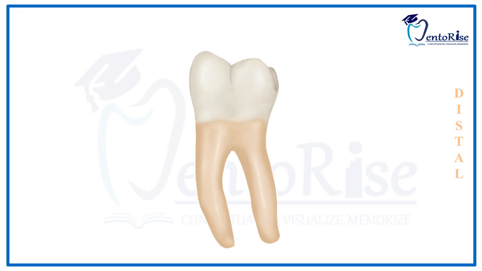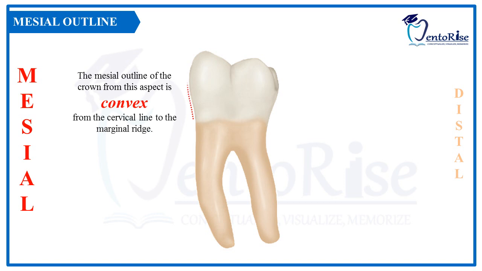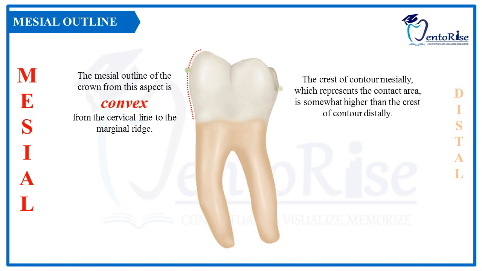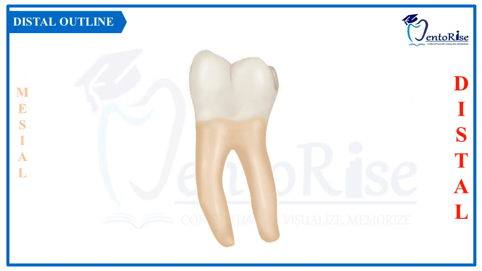Now, if we talk about the mesial outline of the crown from the lingual aspect, then this outline is convex right from the cervical line till the marginal ridge. The crest of contour present mesially is somewhat higher than the crest of contour present distally. Please observe the figure.